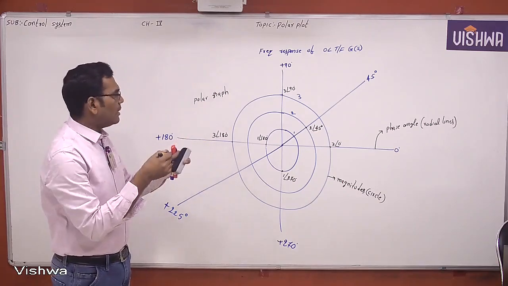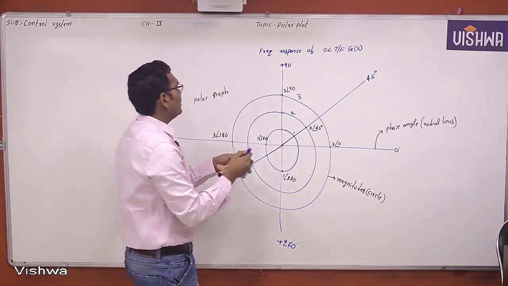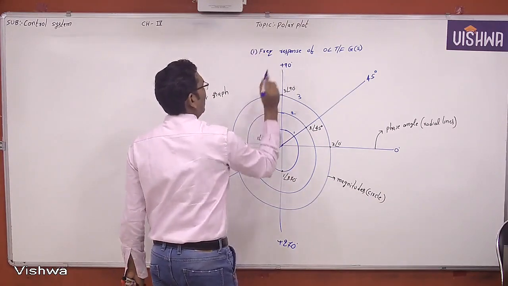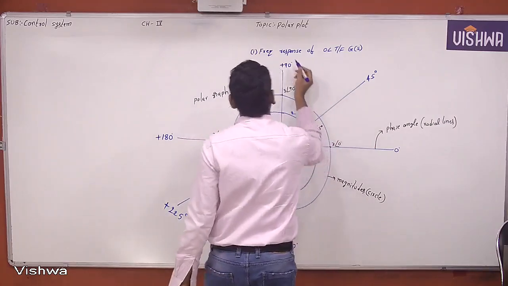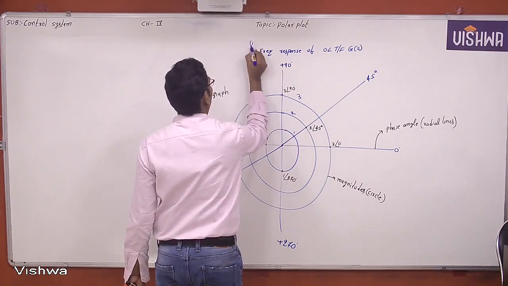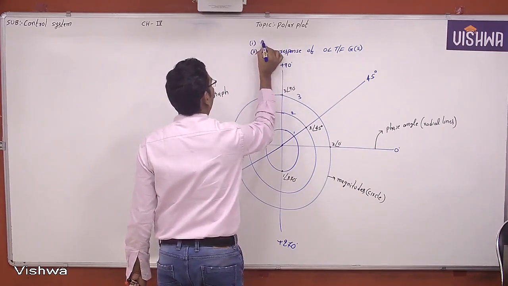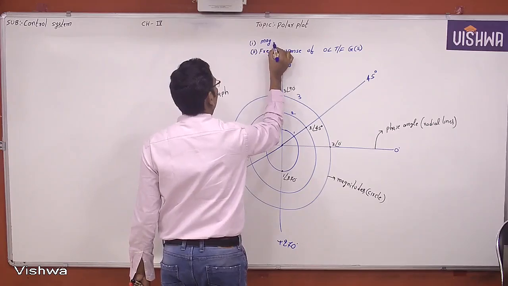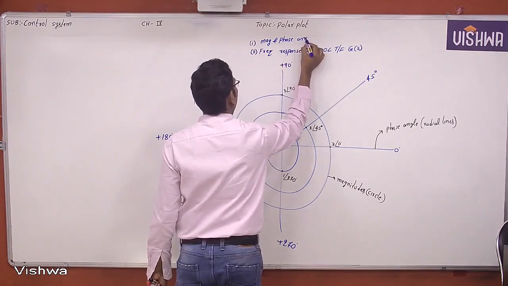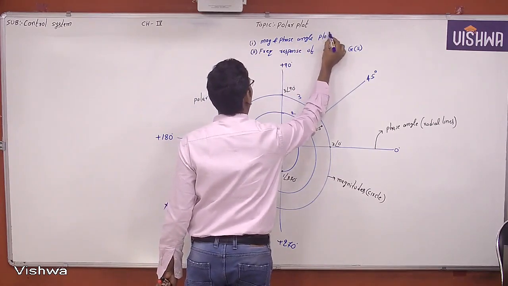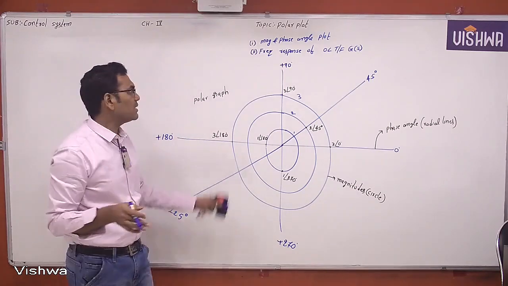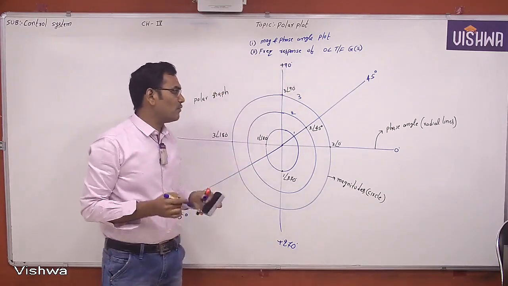Therefore, what is another name of the polar plot? The polar plot is the frequency response of the open loop transfer function, and it is also called the magnitude phase angle plot. A magnitude and phase angle plot is nothing but a polar plot. So the polar plot's other name is the magnitude and phase angle plot, which is the frequency response of the open loop transfer function.